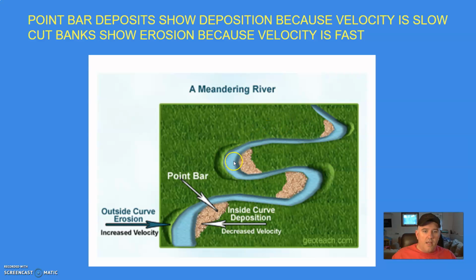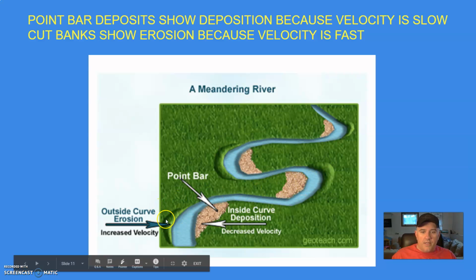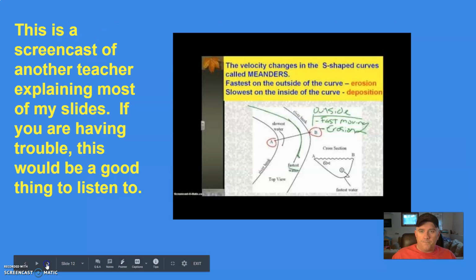We can see that they're the same but flipped. Again, it flips back the other way. Erosion on the outside, deposition on the inside.